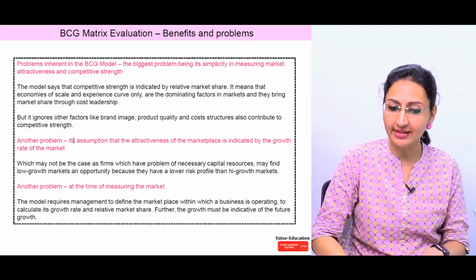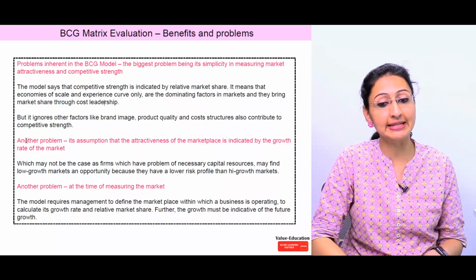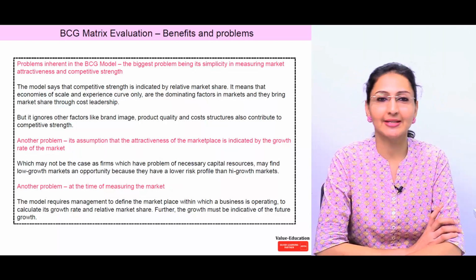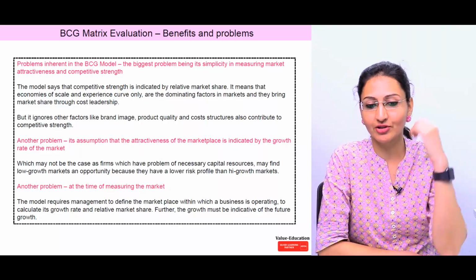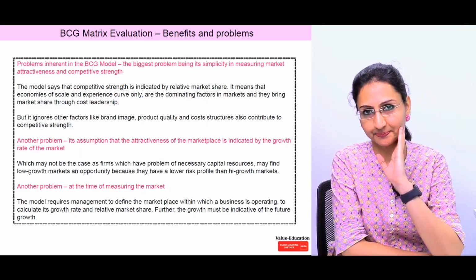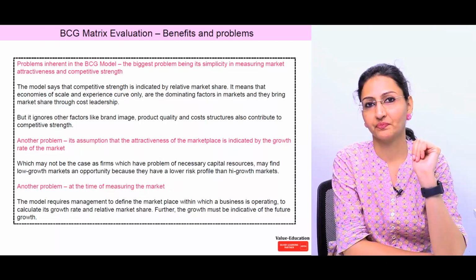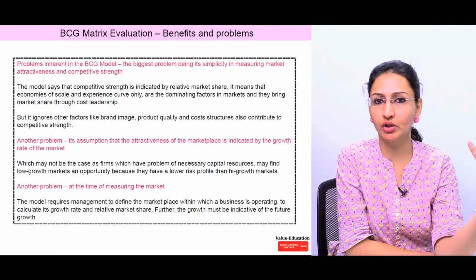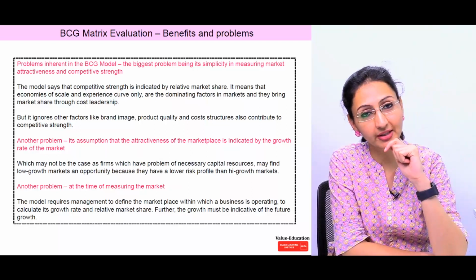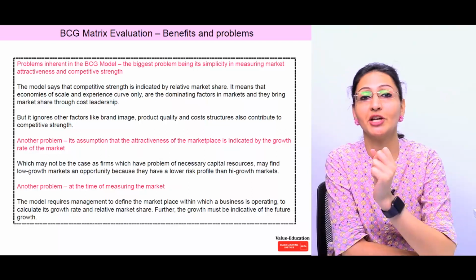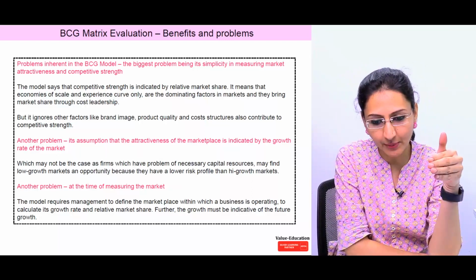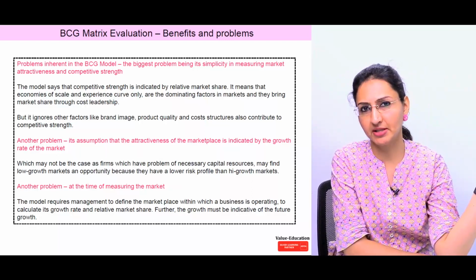Then another problem is its assumption that the attractiveness of a marketplace is indicated by the growth rate of the market. The BCG matrix assumes that a marketplace is attractive if it has a good growth rate. Sometimes there are markets which have good growth rates, but your product is not accepted there. Maybe your product is accepted in another market which has a low growth rate, and there you take up a good market share. This problem is absolutely ignored by the BCG matrix.